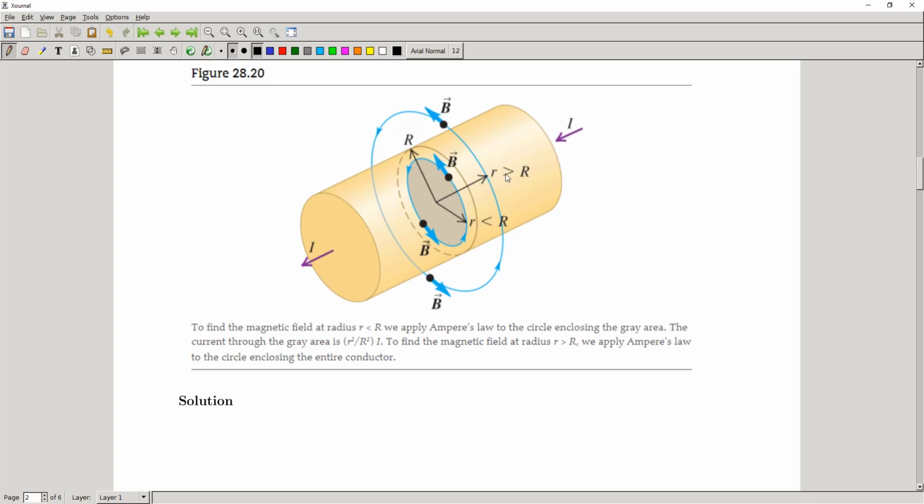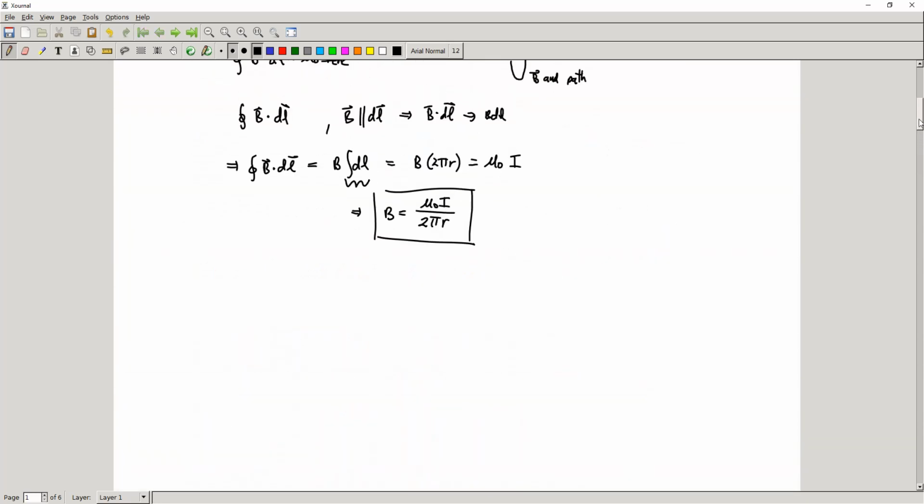And so we already know what the solution is going to be outside, right? When we're outside of this wire, we're just going to end up getting back the same result that we got for any long straight wire, which is the result we just got above here, right?